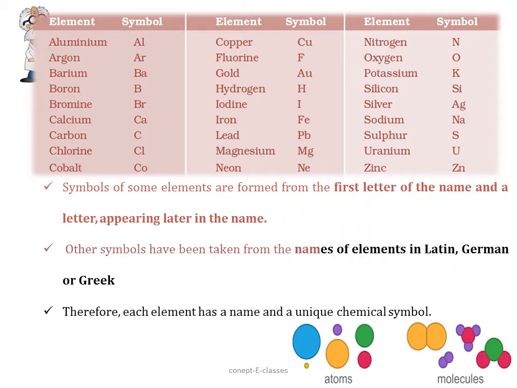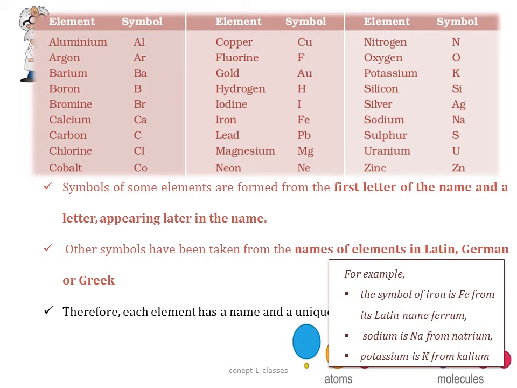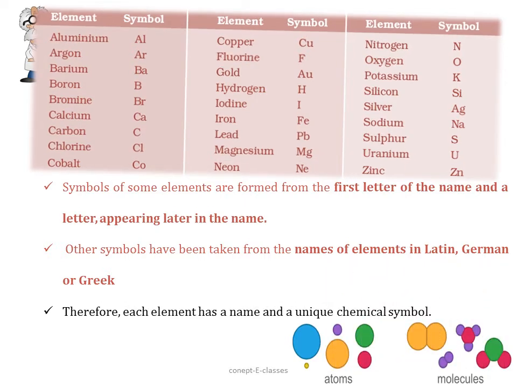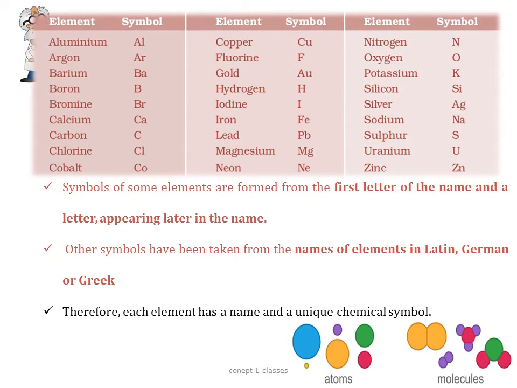Now, other symbols have been taken from the names of elements in Latin or German or Greek. For example, the symbol of iron is Fe from its Latin name ferrum. Sodium is Na from natrium. Potassium is K from kalium. So these symbols have been taken from the names of the elements in Latin, German or Greek. Therefore, each element has a name and a unique chemical symbol.